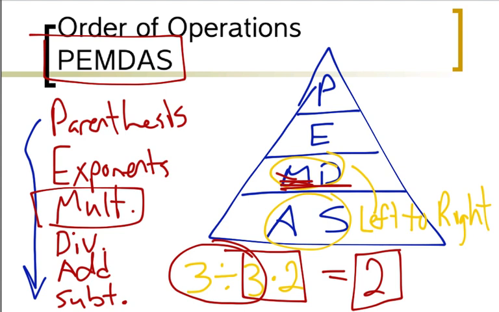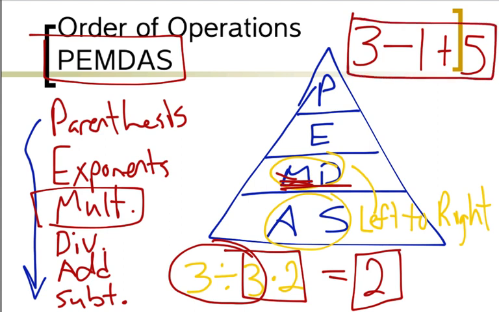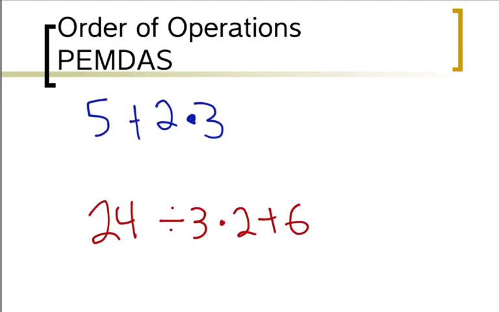In the same way, if I had 3 minus 1 plus 5, I want to go ahead and do left to right here. Now in this problem, the answer will be the same with addition or subtraction done first, but we still just go ahead and do it left to right. 3 minus 1 is 2, plus 5 is 7. Okay? So now we're going to look at 2 different examples.